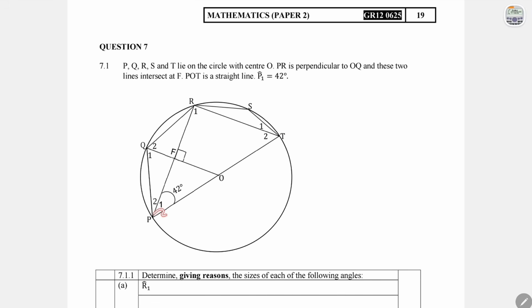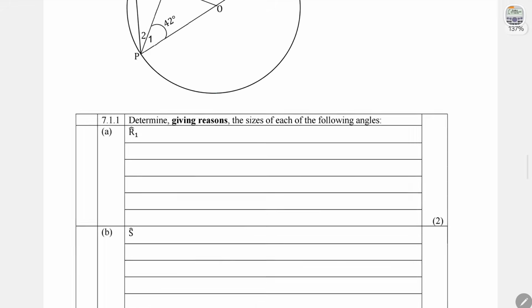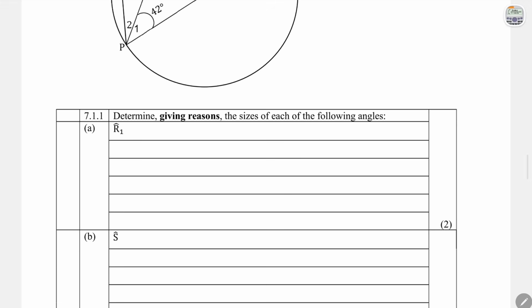Question 7.1 says, P, Q, R, S, and T lie on the circle with center O. PR is perpendicular to OQ, and these two lines intersect at F. POT is a straight line, and angle P1 is equal to 42 degrees. Okay, so if POT is a straight line, you can see that this is a diameter since it passes through the center of the circle. Okay, and question 7.1.1 says, determine, given reasons, the sizes of the following angles.